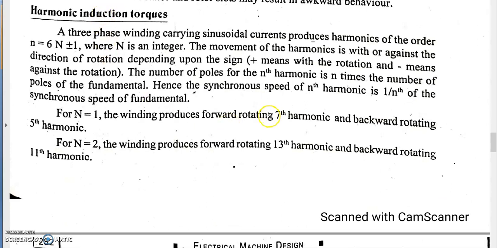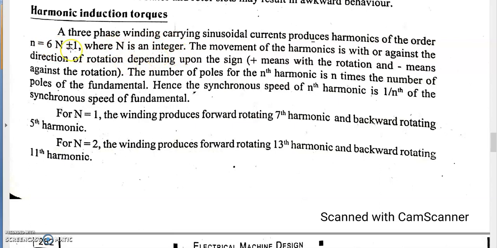First one is the harmonic induction torques. In an induction motor, the stator carries three-phase AC supply, and so the same three-phase EMF is induced in the rotor also. If stator and rotor slots are not selected in proper combination, there may be harmonics produced in both stator and rotor. So in the rotor, the harmonic induction torques may be produced in the order of 6n plus or minus 1, where n is an integer.